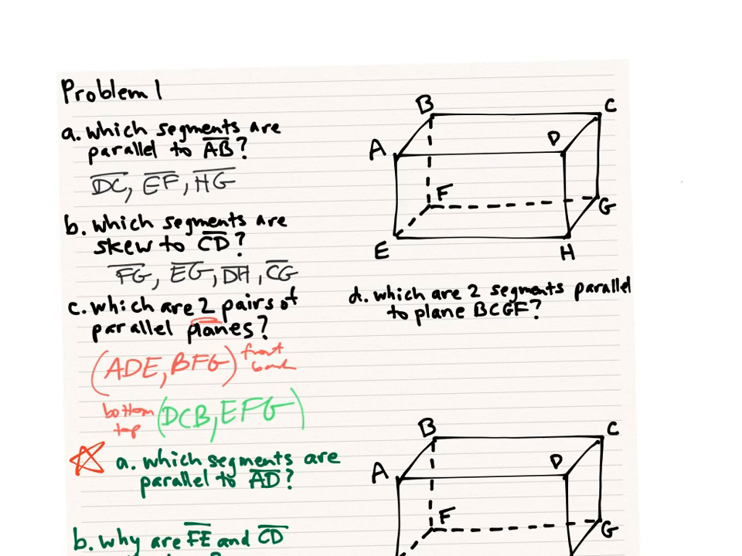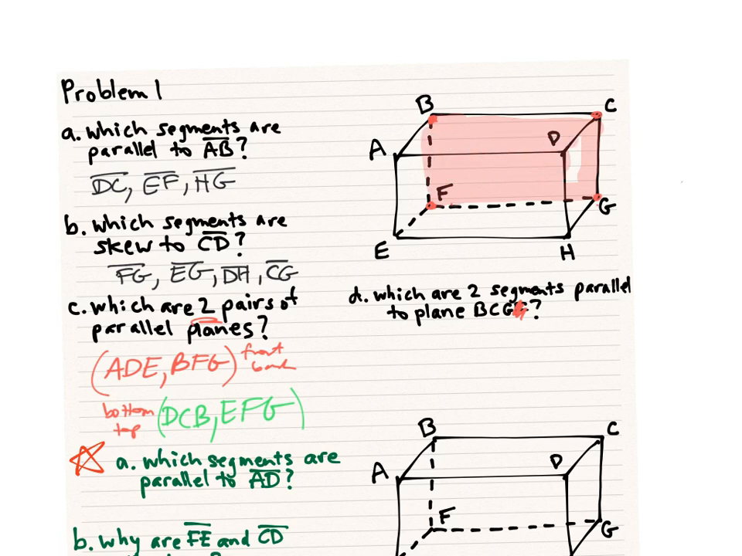Okay, so which are 2 segments parallel to plane BCGF? After all that I said, you only need 3 points to name this one. Then the book names it with 4, but it could have just said BCG and we would know that it's this plane here. So this back plane here, which are 2 segments that are parallel to the plane?